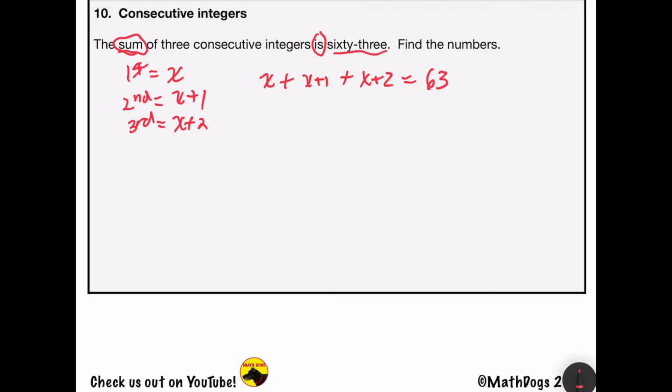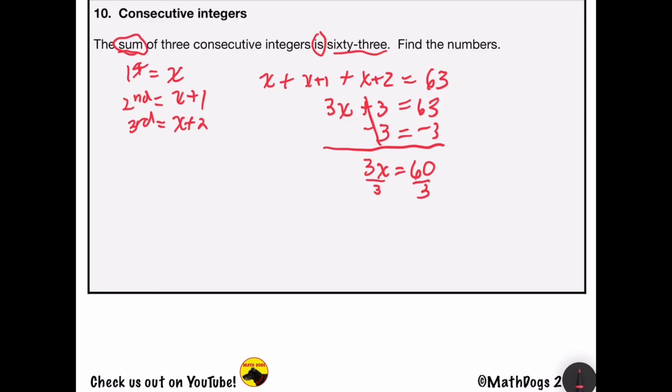Now I'm going to solve my equation. I'll simplify the left side. x plus x plus x is 3x plus 3 equals 63. And this just becomes a two-step. I'm going to subtract 3 from both sides. 3 minus 3 is 0. 0 plus 3x is 3x. And 63 minus 3 is 60. Now I'll divide by 3 to make my coefficient equal to 1. 3 divided by 3 is 1x, and 60 divided by 3 is 20.